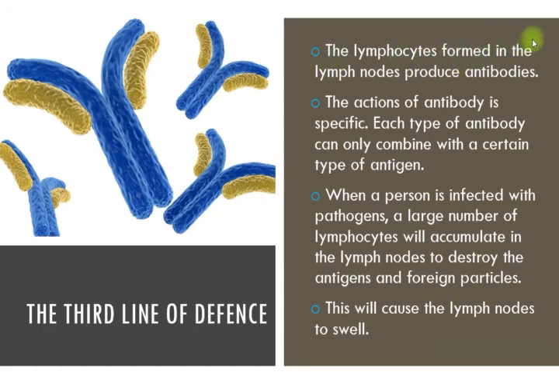Okay, the lymphocytes formed in the lymph nodes produce antibodies. This is referred to as the structure of the antibodies. The action of antibodies is specific. It's not like the first and second lines of defense, which are not specific. What does specific mean? Each type of antibody can only combine with a certain type of antigen.